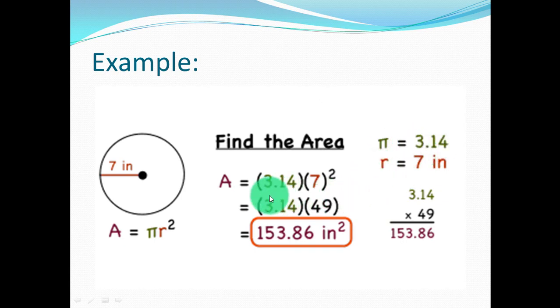Then putting the values, pi at 3.14 multiplied by 7 square, 7 square is equal to 49, and then the multiplication will be equal to 153.86 inch square. Here we can easily multiply.